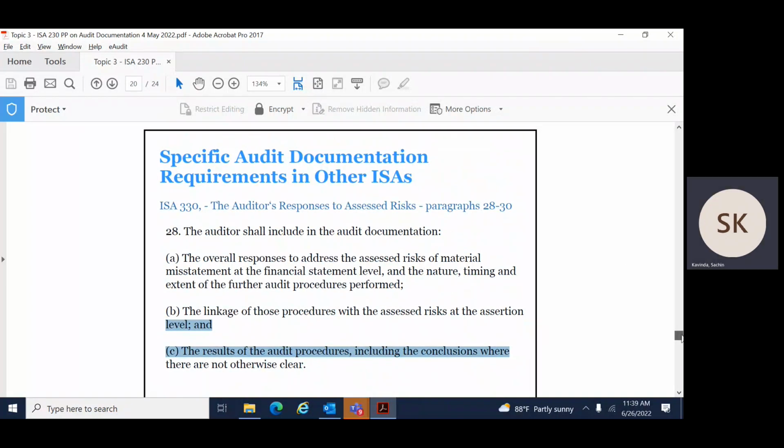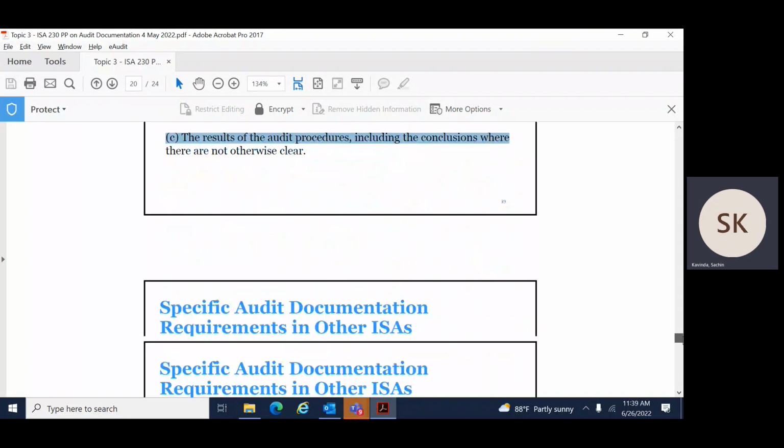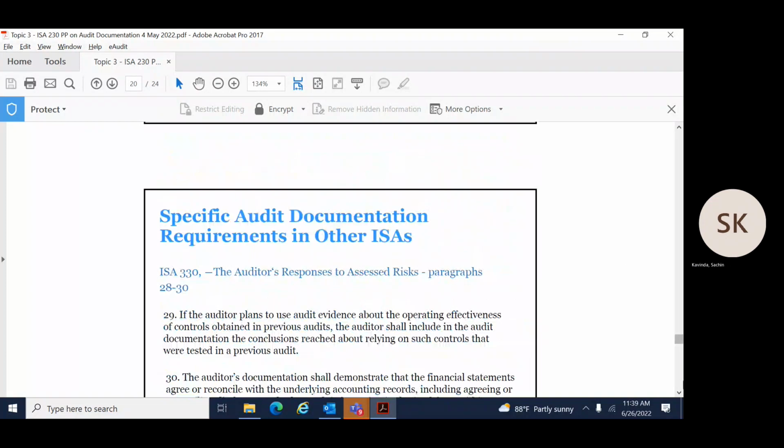Next, ISA 330. If the auditor has used audit evidence obtained in a previous audit, the auditor shall include in the documentation the conclusions reached about relying on such controls that were tested in the previous audit. We know there can be tests of control.